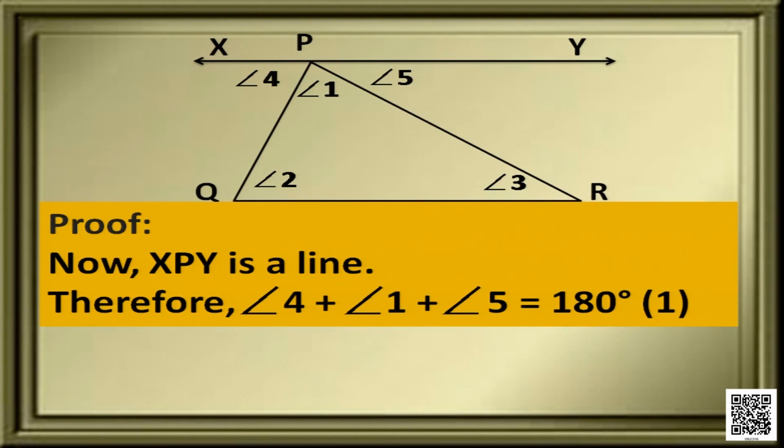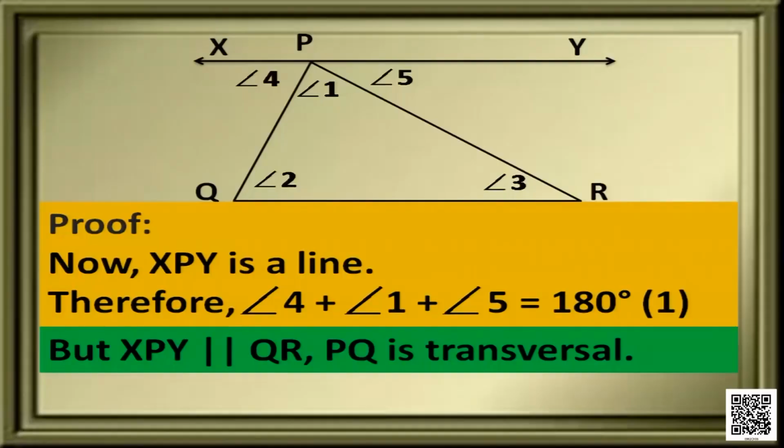Now XPY is a line, therefore angle 4 plus angle 1 plus angle 5 makes 180 degrees, because angle XPY, as we discussed earlier, is a straight angle and the value of a straight angle is 180 degrees. So angle 4 plus angle 1 plus angle 5 is equal to 180 degrees, and let this be equation 1. Now, but the line XPY is parallel to QR.